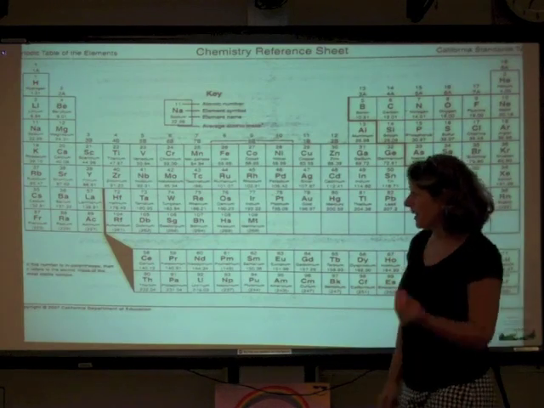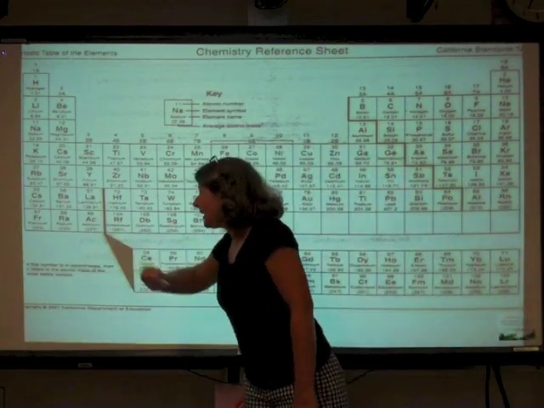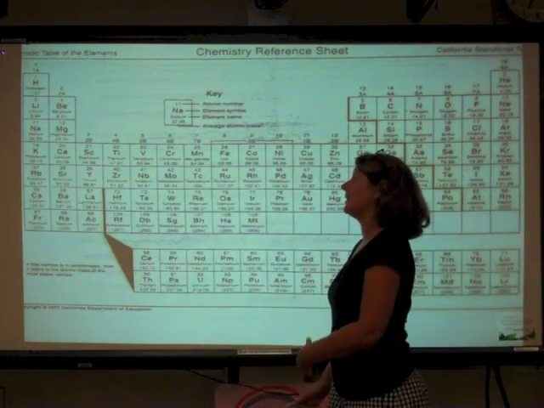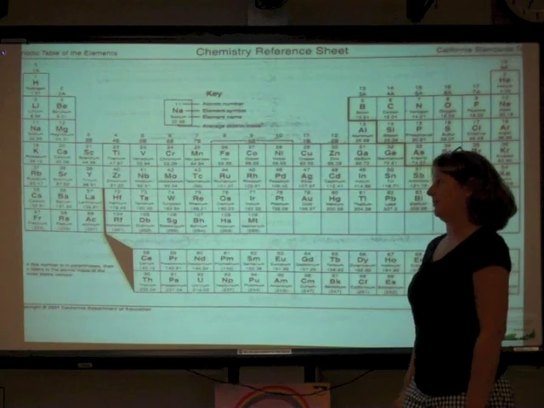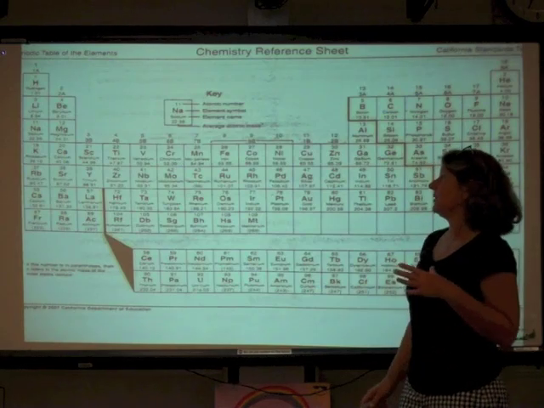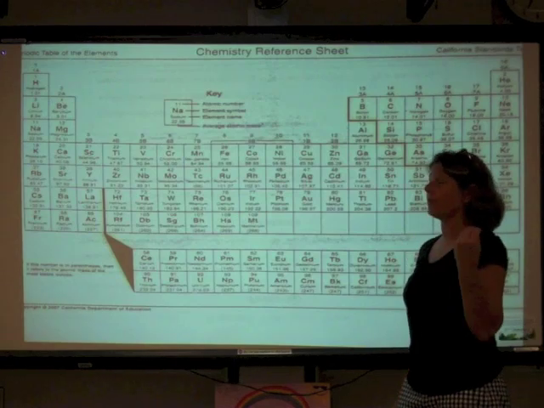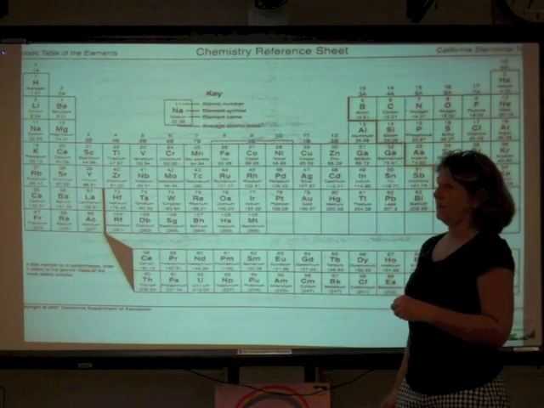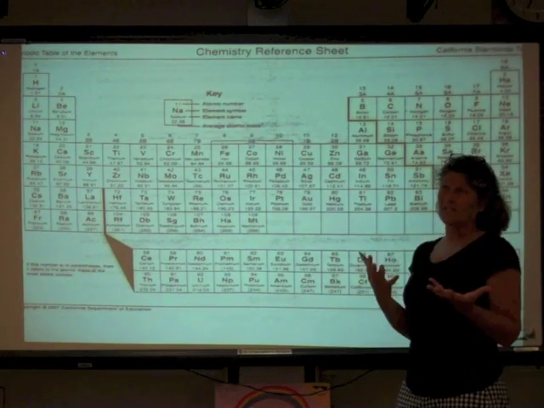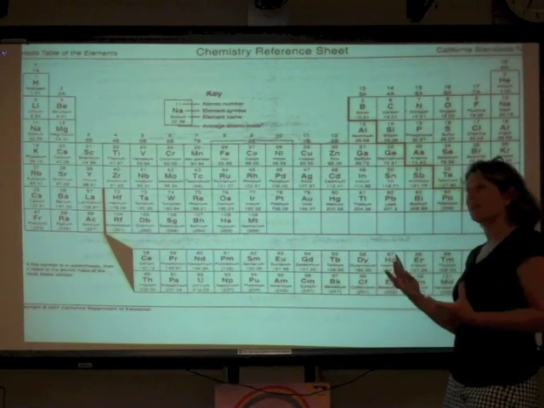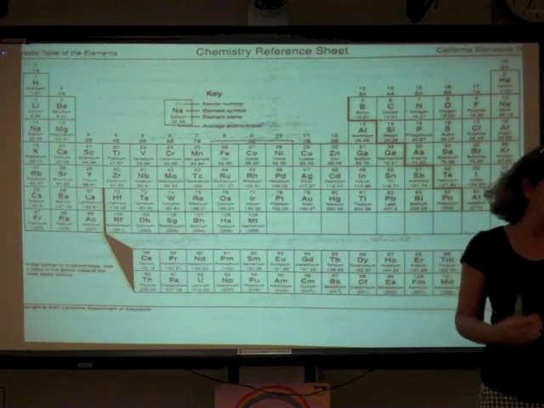If an atom has 89 protons, that means it is an atom of actinium. Okay, so the atomic number tells us the number of protons, and that is what identifies, that's what gives that atom its identity as an element.